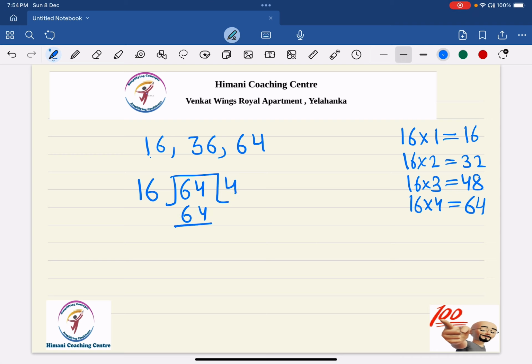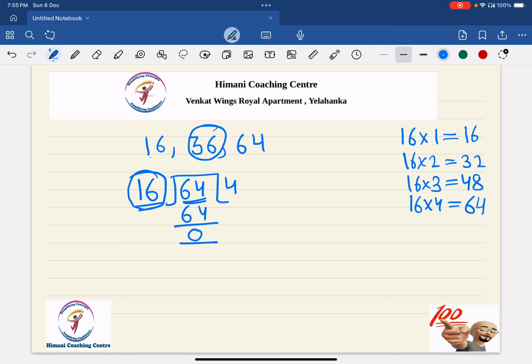Now what are we getting? We are getting 0 as remainder. So what does that mean? That the HCF of 64 and 16 is 16 only. Okay. So now we take 16 and 36.